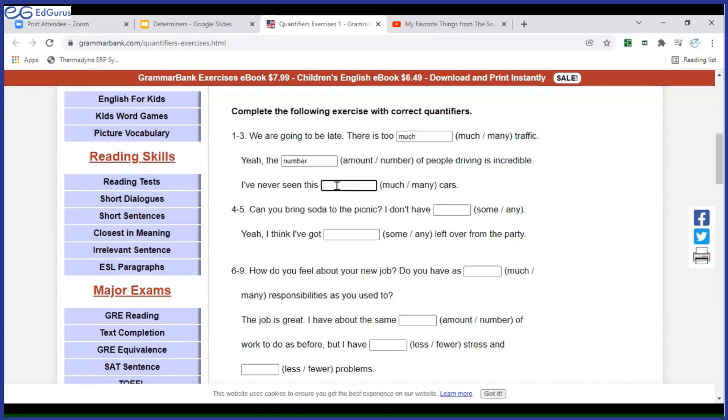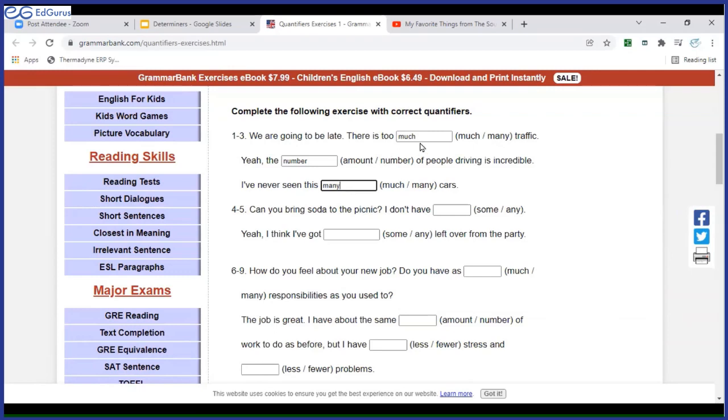I'm not sure, but it may be many. Okay. Let's see. Now you see what it is. Here, when we are using the quantifiers, we have to see that some nouns are countable nouns and some nouns are uncountable nouns. Right? Because usually we use much with those which are uncountable.